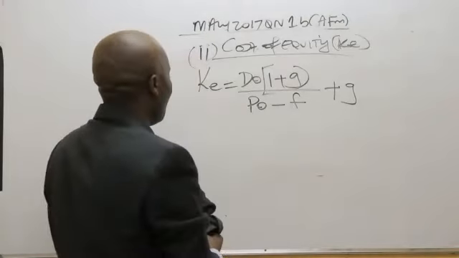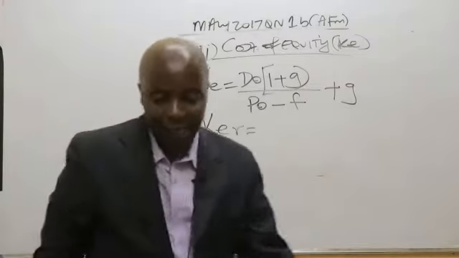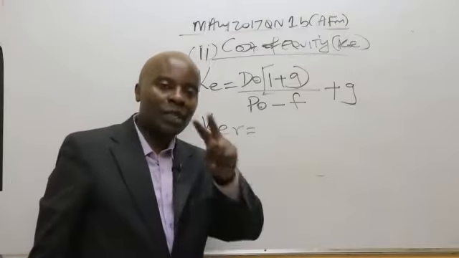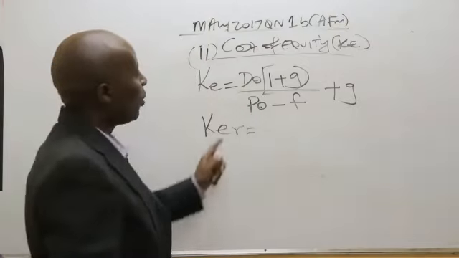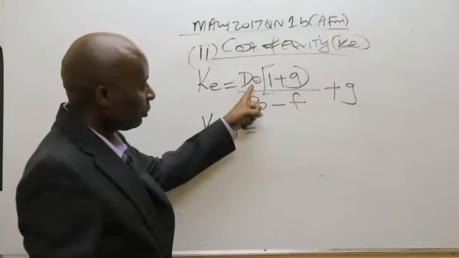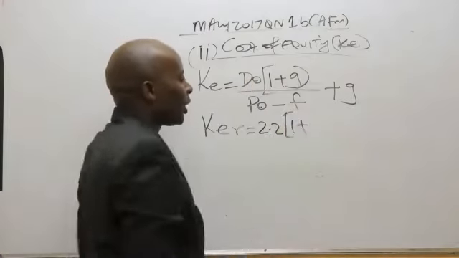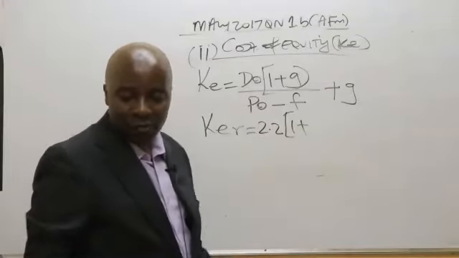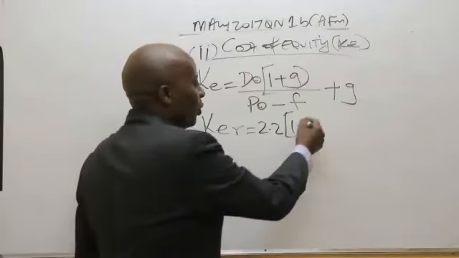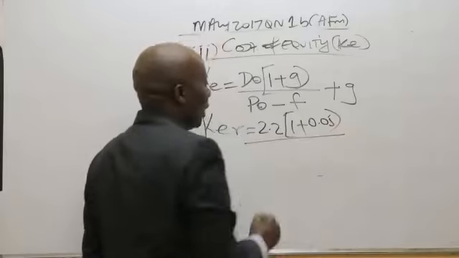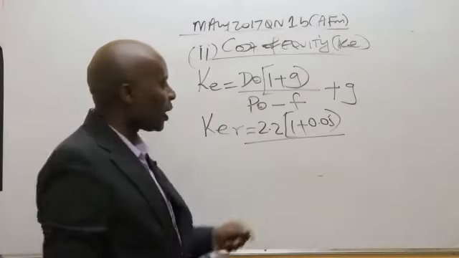So cost of equity, because I've got 2 equity components, I'll begin with the cost of equity retained earnings. Remember, equity components are how many? 2. So we shall begin with cost of equity retained earnings, where we shall take the DO, the dividends per share, 2.2, into 1 plus the growth rate, 0.05, all over PO. PO is the current market price per share, 22.